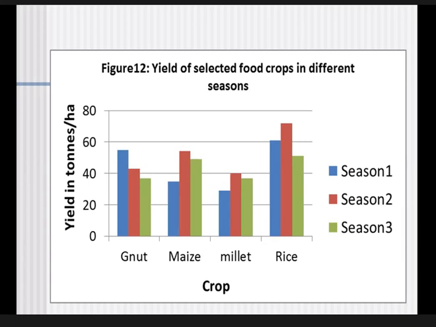Even if you put it inside the frame, let it be at the bottom of the figure, not at the top. But if you are drawing it by Excel, it might automatically put it at that point. It is up to you now to shift it to the right position. The x-axis is a crop, that is okay. The y-axis is the yield in tons per hectare, that is okay. But these grids should be removed. We have season 1, season 2, and season 3 as the legend, that is okay. And you see how they are arranged.